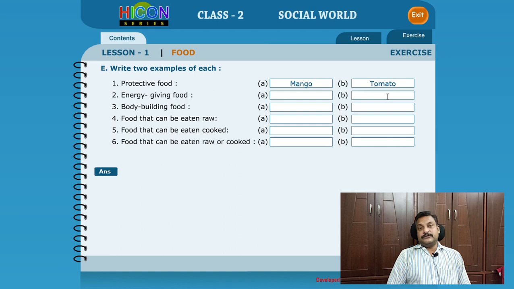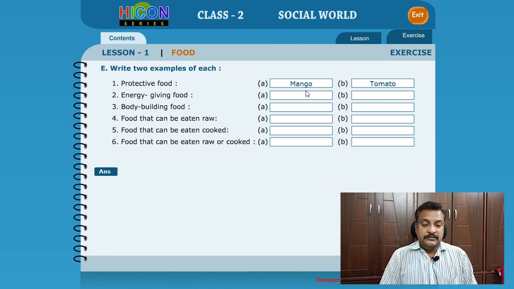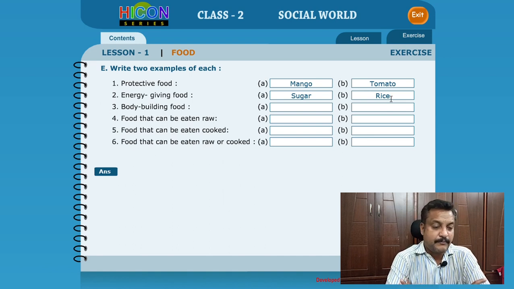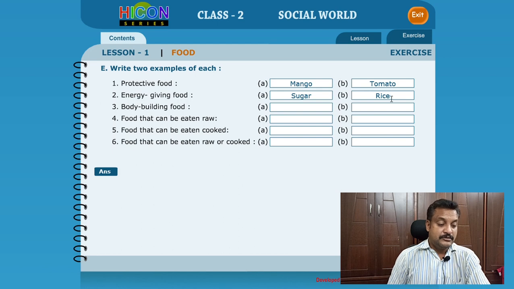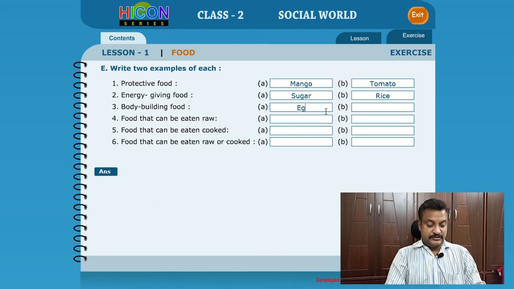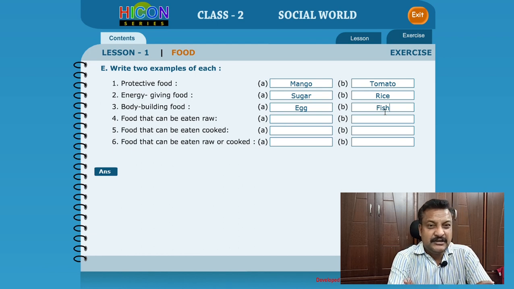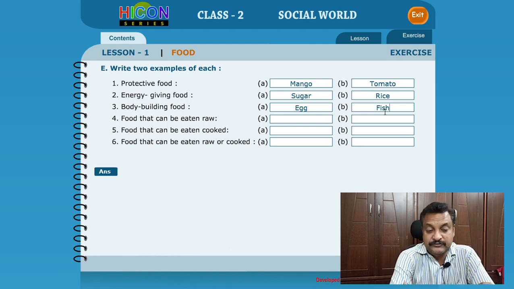Now, energy giving food. Energy giving foods are of two types. One gives us carbohydrates and second gives us fat. A major energy giving food is sugar, and another important food that we eat is rice. Right. Now, two bodybuilding foods. Food which is rich in proteins. Eggs are very rich in proteins. Same is the case of fish also. So eggs and fish are rich in proteins and they are bodybuilding food.